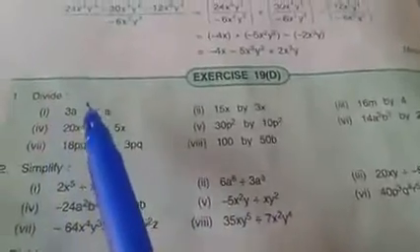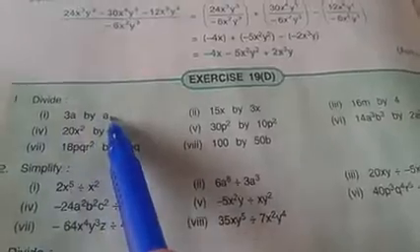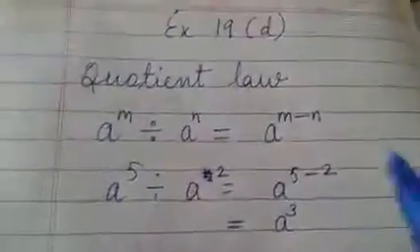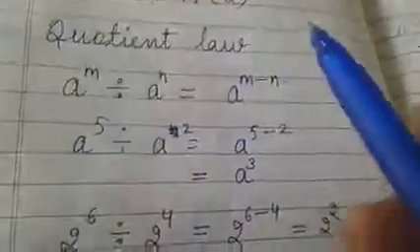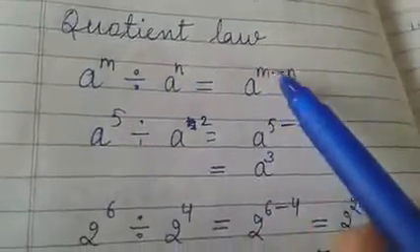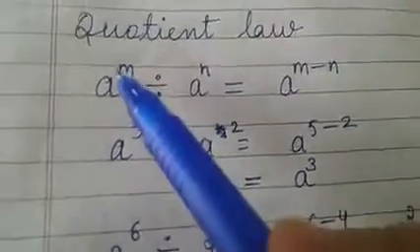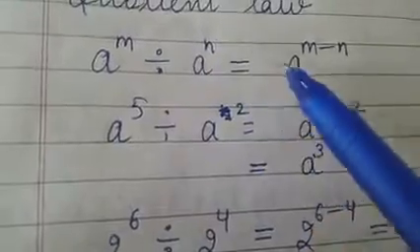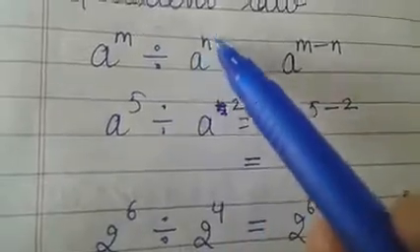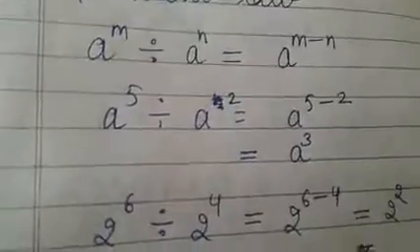Question number 1. 3a divided by a. Okay. So, before that I'll explain a few things which are important. In 19D, you can see the quotient law. Like in multiplication we have the product law, where when we multiply we add the indices. But here in this case, a raised to m divided by a raised to n is equal to a raised to m minus n. You can see here m minus n because we are dividing. If we are multiplying, m plus n, we have done it in the last exercises.